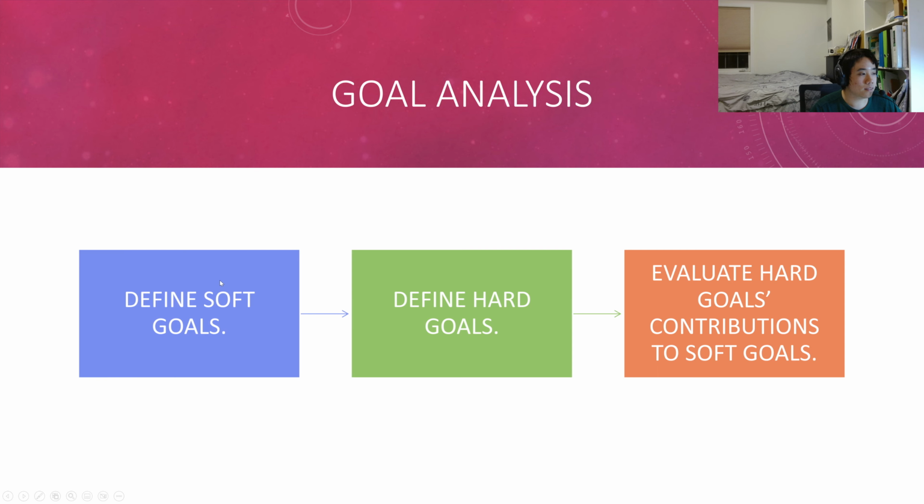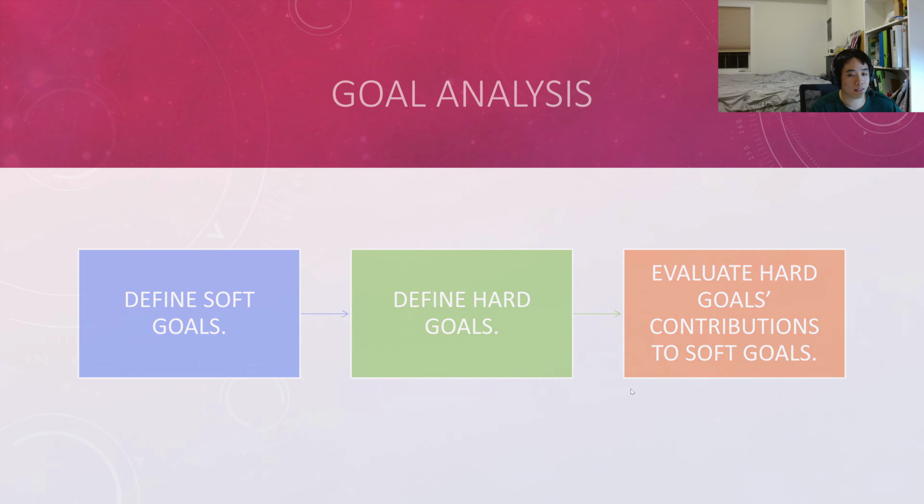Okay, and with that, here's how you analyze your goals. You define your soft goals first, and then you define the hard goals you can find from those soft goals. And finally, you evaluate the contributions from the diagram we had in the previous slide. And with that, we're done.